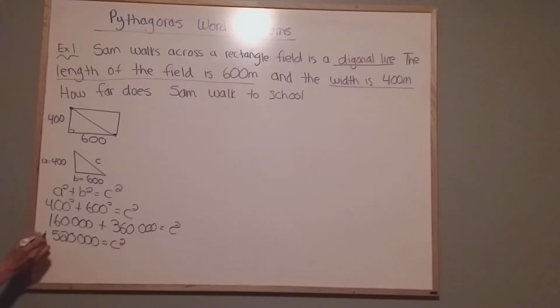Then I want to take the square root. So if you take the square root of 520,000, you get 721 meters. And that's his answer. So Sam walks 721 meters.